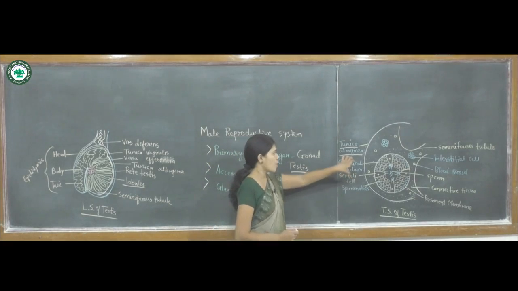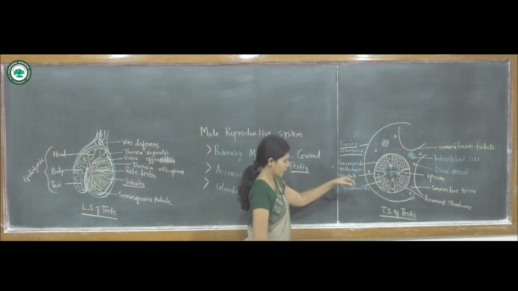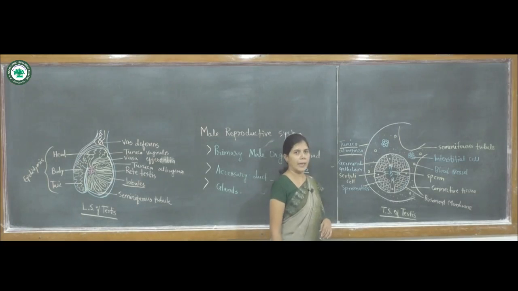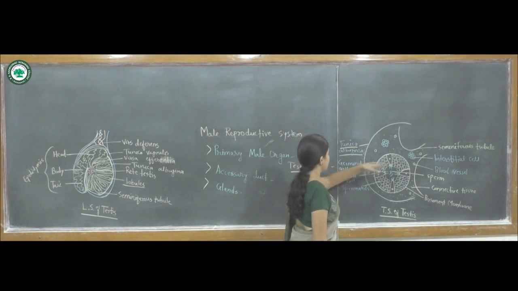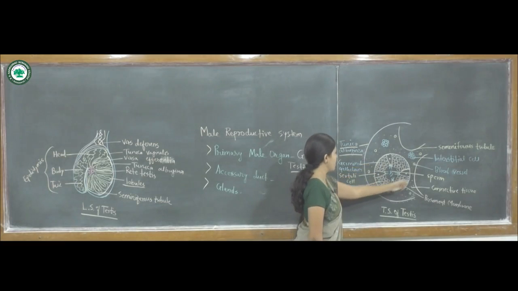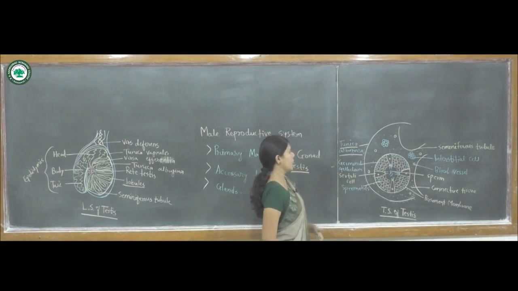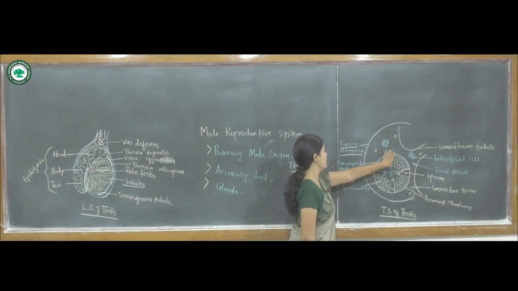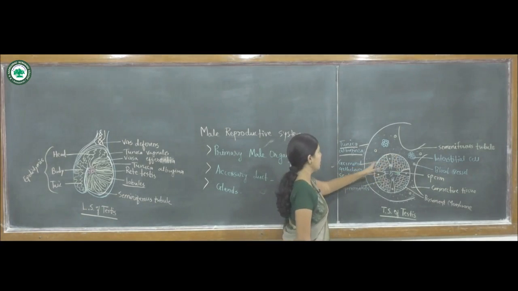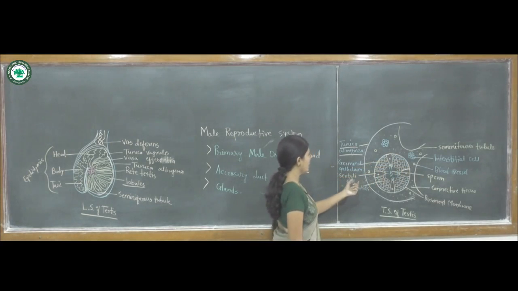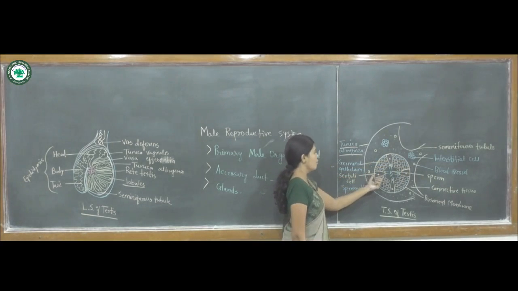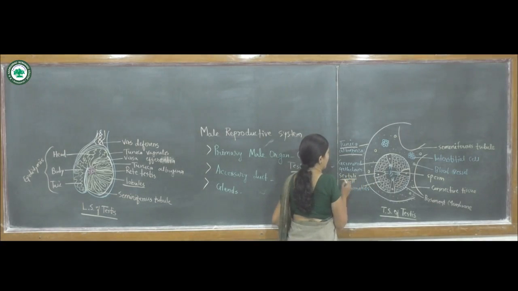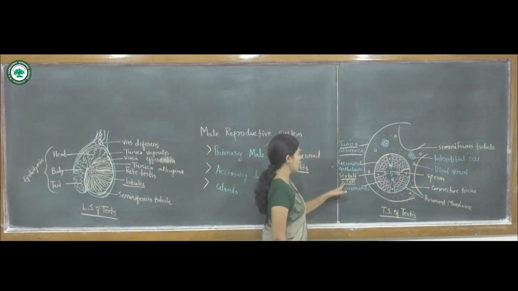This means that from the germinal epithelium the sperm or male gamete is formed. In between the germinal epithelium, long cylindrical, pyramidal structures are seen. These cells are known as the Sertoli cells.